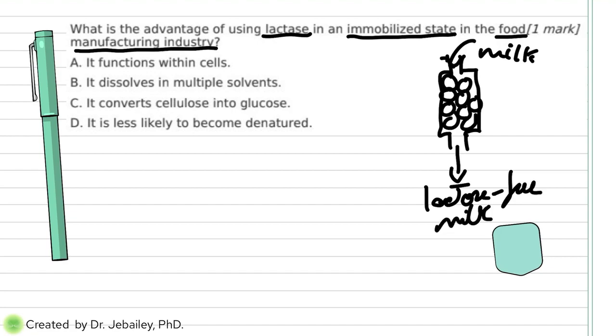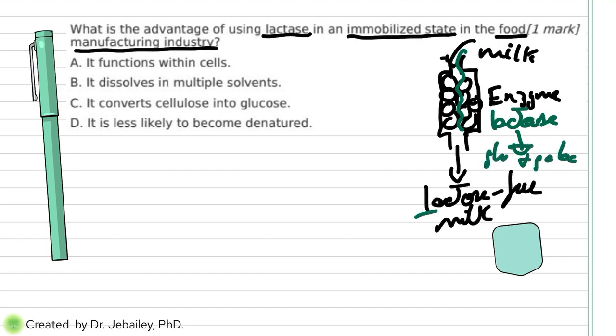Why is that? Because the enzyme that was here, which is lactase, what did it do? As the milk was passing through, all the lactose that was in there was broken down into glucose plus galactose. So right here, you were lactose free. So here it's asking, what is the advantage of using this immobilized lactase? Immobilized, again, is these beads here with lactase.